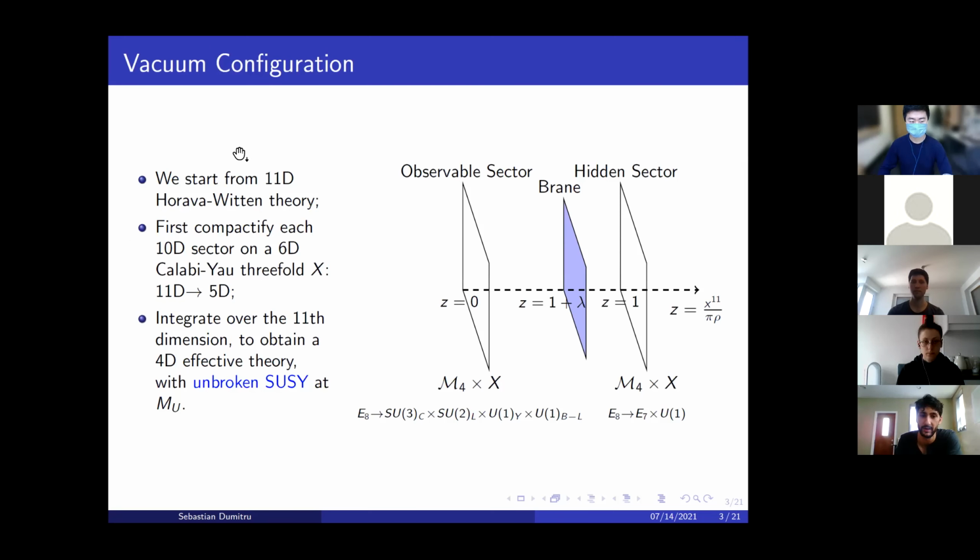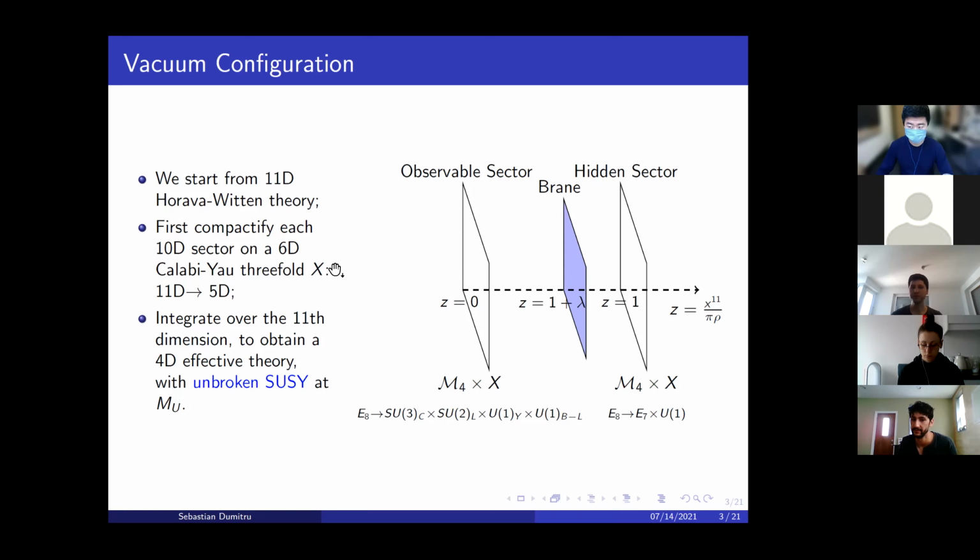So we work in the strongly coupled heterotic string. We start from the 11-dimensional heterotic Hořava-Witten theory, which consists of an orbifold with two 10-dimensional planes separated along the 11th dimension on an S1/Z2 interval. One of the planes is called the observable sector, and the other one is the hidden sector. And each of them has an E8 connection associated to it. Between the observable and the hidden sector, we can place any number of membranes. But for simplicity, we will only place one.